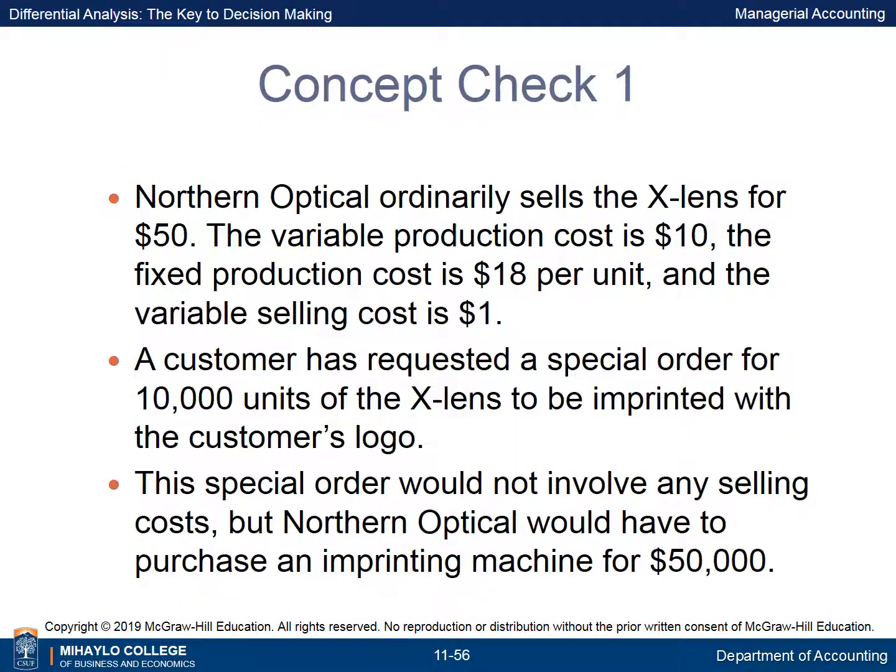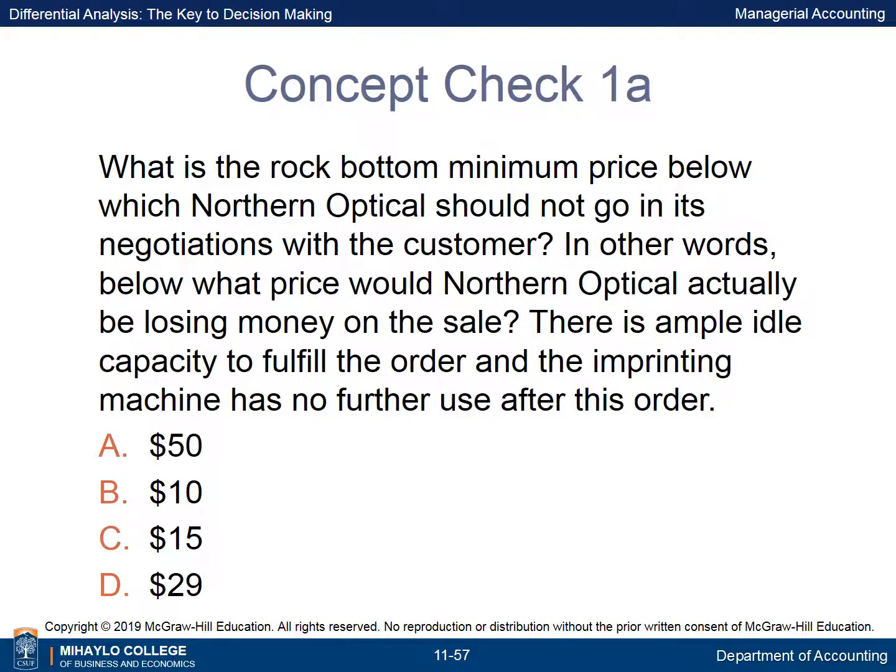special order. Northern Optical ordinarily sells the X lens for $50. The variable production cost is $10, the fixed production cost is $18 per unit, and the variable selling cost is $1. A customer has requested a special order for 10,000 units of the X lens to be imprinted with the customer's logo. This special order would not involve any selling costs, but Northern Optical would have to purchase an imprinting machine for $50,000.